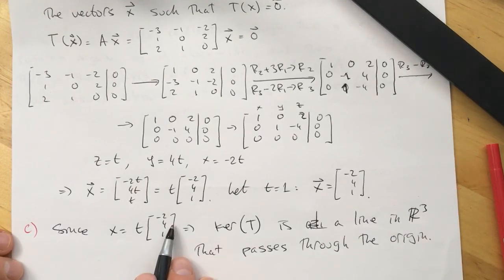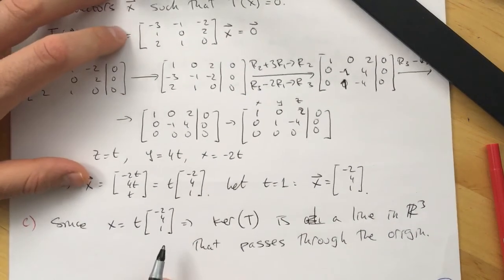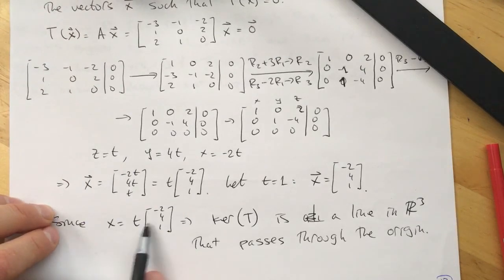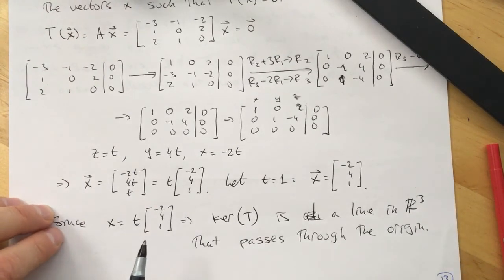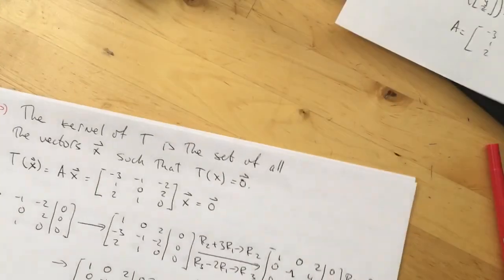Why? Because when t is equal to 0, I will get 0, right? x will be equal to the origin. Okay. So the question is now, is T onto? Okay.